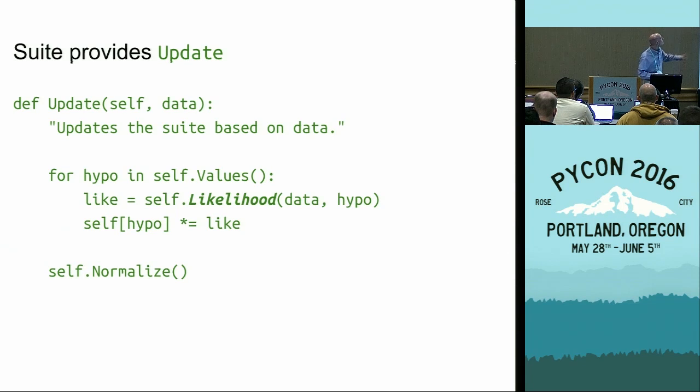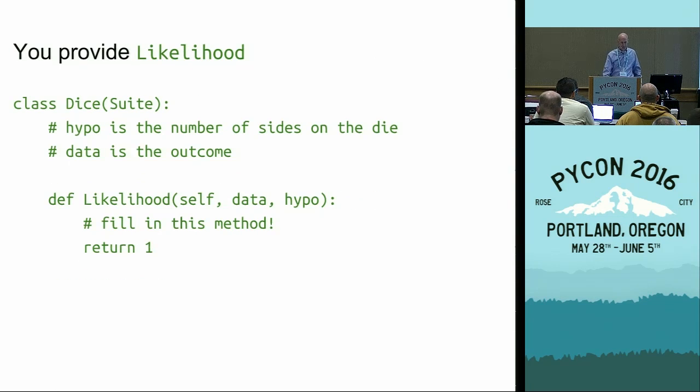Okay. So the Suite class provides update. You have to provide likelihood. Each time you solve a problem, you specify likelihood, and the Suite provides update. The way you do that is by subclassing or inheriting. So I'm going to define a new class that's called Dice that inherits from Suite. So this new thing called Dice will be able to do all the things that a Suite can do, which means that it can do all the things that a PMF can do. But in addition, it also provides update, and it also provides likelihood.